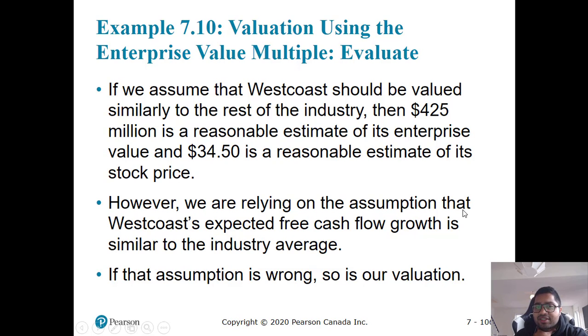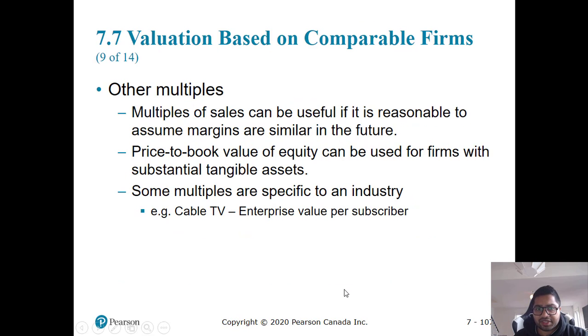However, we are relying on the assumption that West Coast's expected free cash flow is similar to the industry average. If our assumptions are wrong, so is our valuation. There are other multiples that can be used. Multiples of sales can be used if it is reasonable to assume margins are similar in future. Price to book value of equity can be used for firms with substantial tangible assets. Price to book value is relevant for banks. Banks work on assets, so if the assets of banks grow, so does their profitability. So price to book value is a multiple we use mostly with banks.